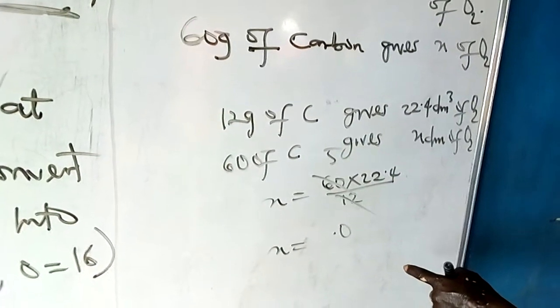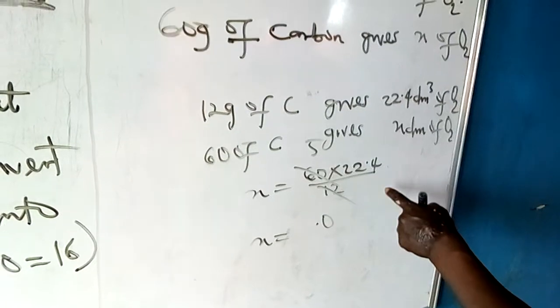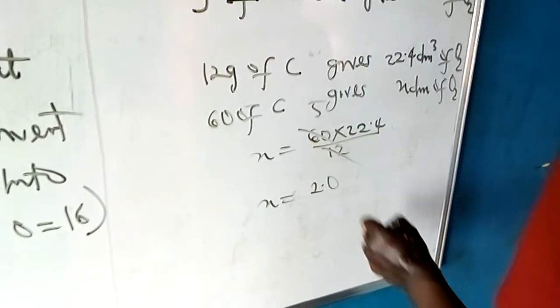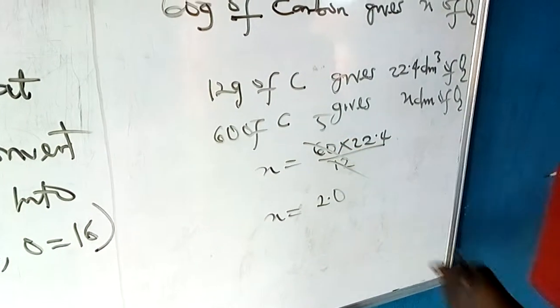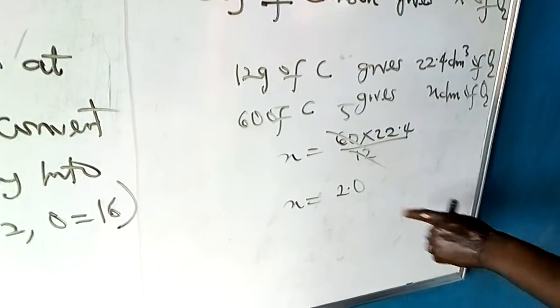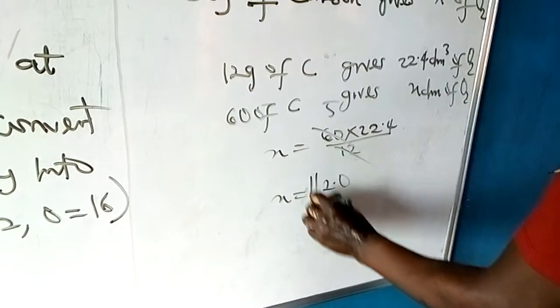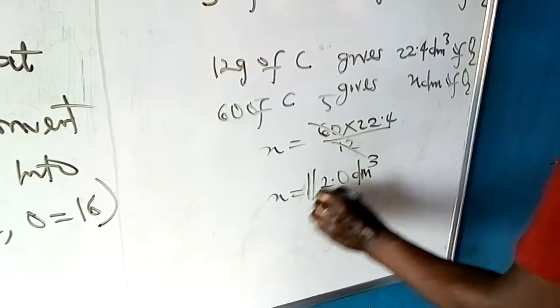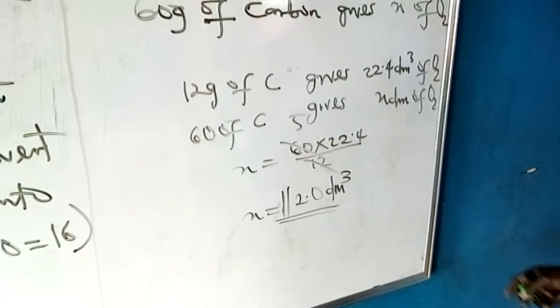10 plus the 2 we kept will be 12. Write 2, keep 1. So 2 times 5 is 10, plus the one we kept, that is 11. So that gives us 112.0 dm³ of that. So that is when you are using this method.